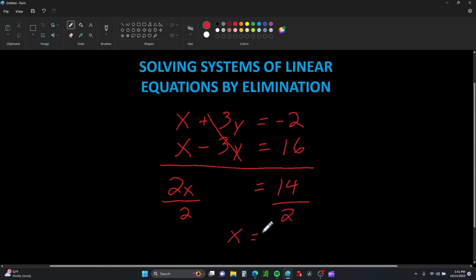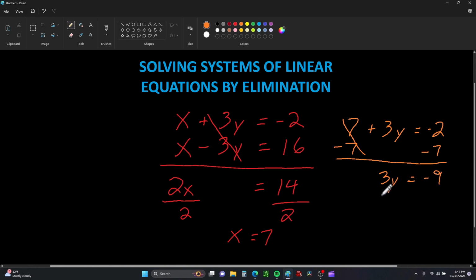And x equals 7. Once I have x equals 7, I just go back and plug that into one of the two equations. So x is 7, so I'm going to put 7 plus 3y equals minus 2. I'm then going to subtract 7 from both sides, and I get 3y equals minus 9. So y equals minus 3. So this system of equations is going to be x is 7 and y is minus 3.